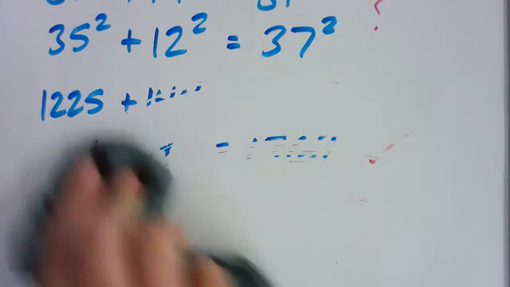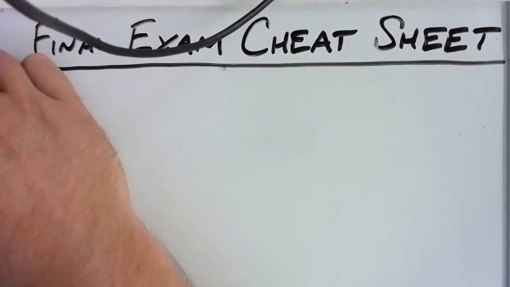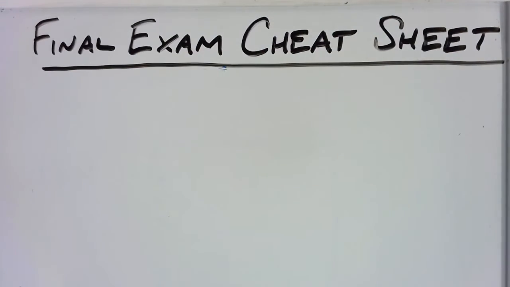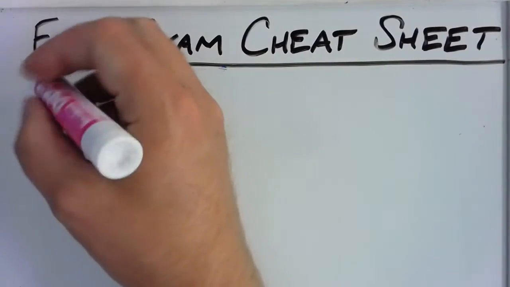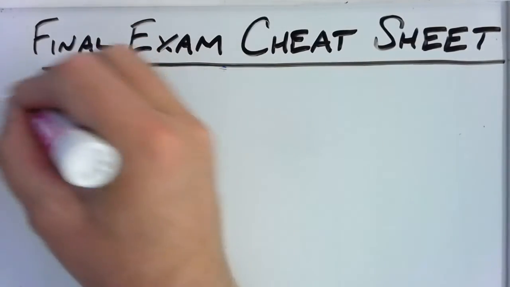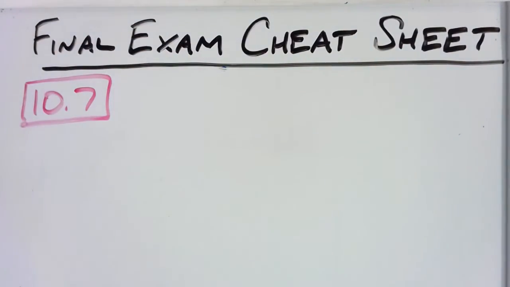All right, moving on. Problem number 14 is also going to come from chapter 10 on circles. And so problem number 14 is going to come from chapter 10.7. 10.7 dealt with circles in the coordinate plane.